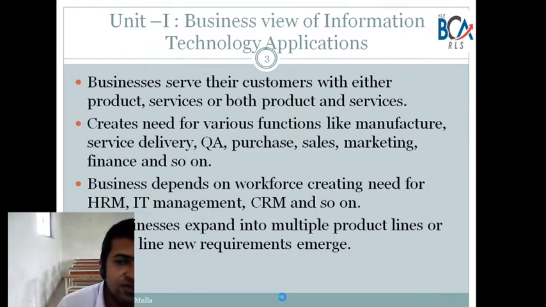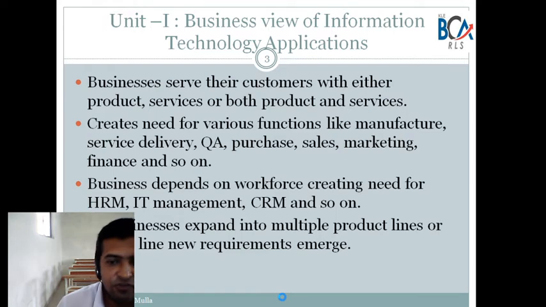Their role is only to give a service, what is needed and how it can be better done. A lawyer offers a service, a doctor offers their services, right? So there are some companies which offer both products and services. If a company is offering products, by default it also has to offer services, right?